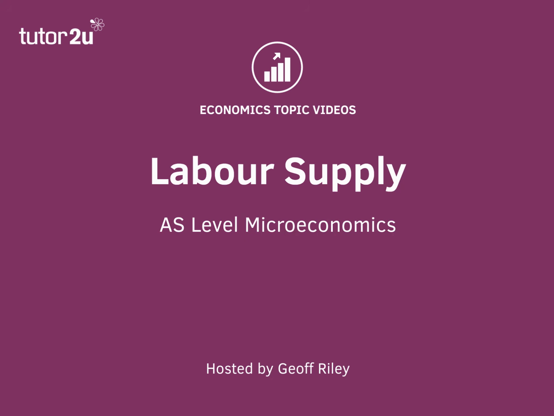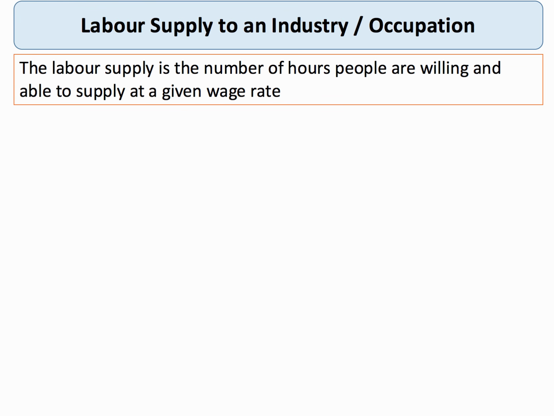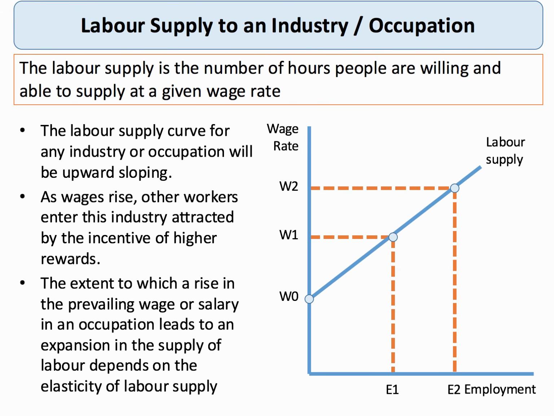Hi there, let's look at the key factors affecting labour supply to particular industries and occupations. The labour supply is the number of hours that people are willing and able to work at a given wage rate. And normally, the labour supply curve to most occupations is upward sloping. We have the wage rate on the y-axis and the level of employment, E, on the x-axis, the quantity axis. So typically it's upward sloping because as wages rise, people are attracted to work in a particular occupation or industry by the incentive of higher rewards.